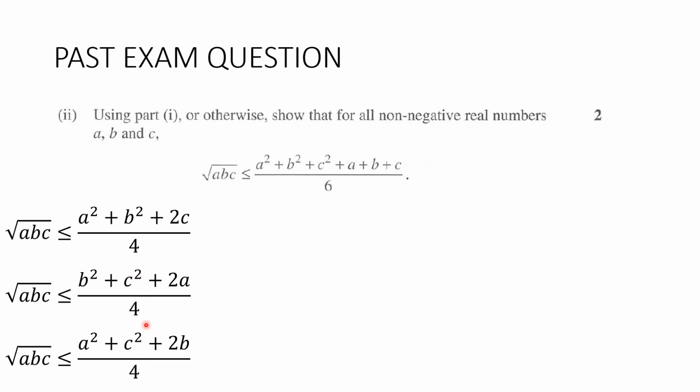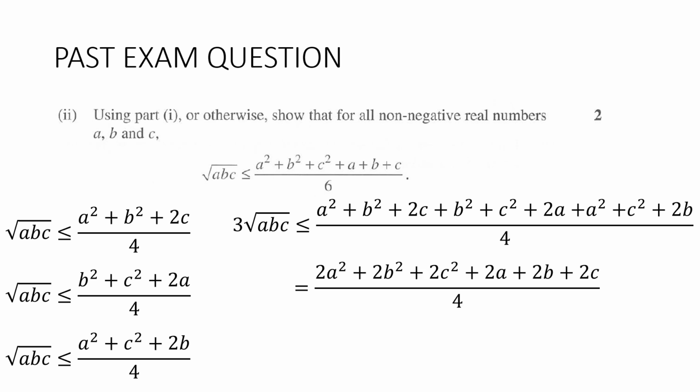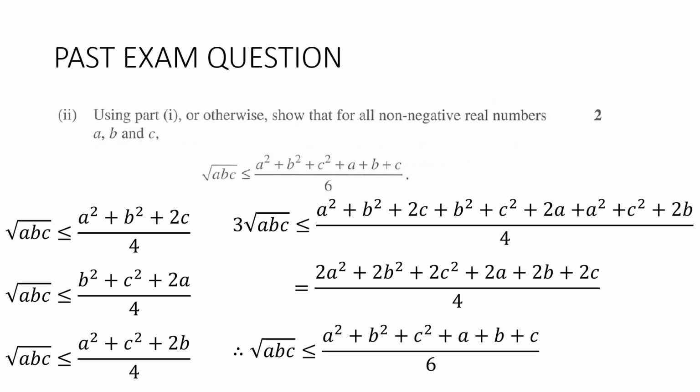Now I'm going to add all of those together. That's going to give me 3 lots of the square root of abc is less than or equal to (a squared + b squared + 2c + b squared + c squared + 2a + a squared + c squared + 2b)/4. Okay, let's tidy that up. We have 2a squared plus 2b squared plus 2c squared plus 2a plus 2b plus 2c. And if we bring this 3 over and cancel the 2 into the 4, we end up with the inequality that we want.